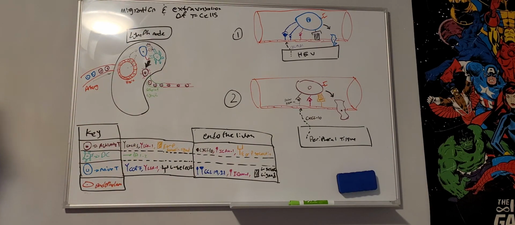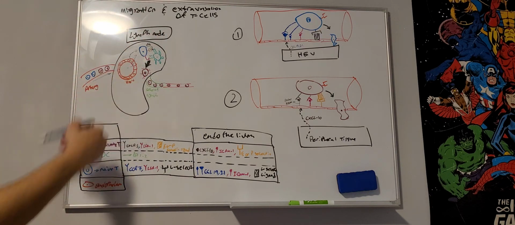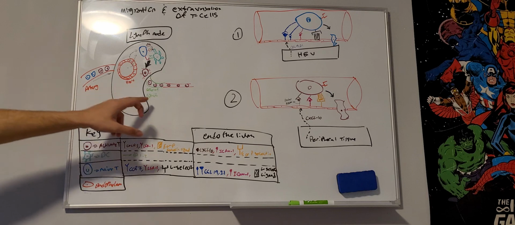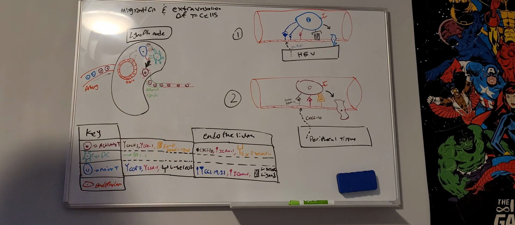Okay, so over here we have our lymph node. There's an artery feeding this lymph node, of course, and then there's an efferent lymphatic vessel, and then we go back into the blood vessel. I've made a quick little key here that describes what each of these things is.